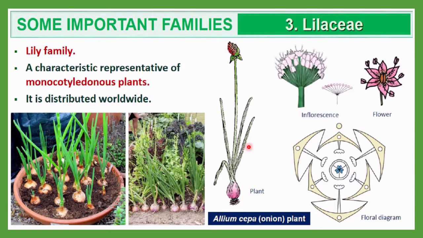The next important family is the Liliaceae family, also called the lily family. It is a characteristic representative of monocotyledonous plants. All plants included in this Liliaceae family are monocotyledonous. It is distributed worldwide, so this is the habitat. Here you can see the floral diagram, and Allium cepa is one example of this group.